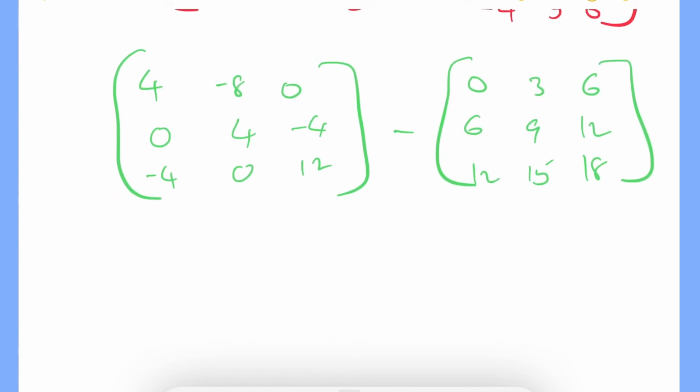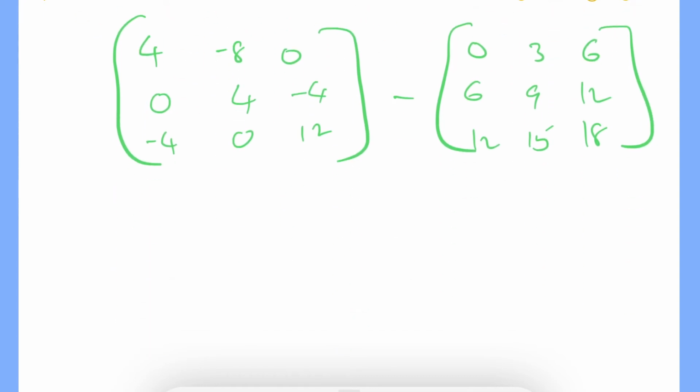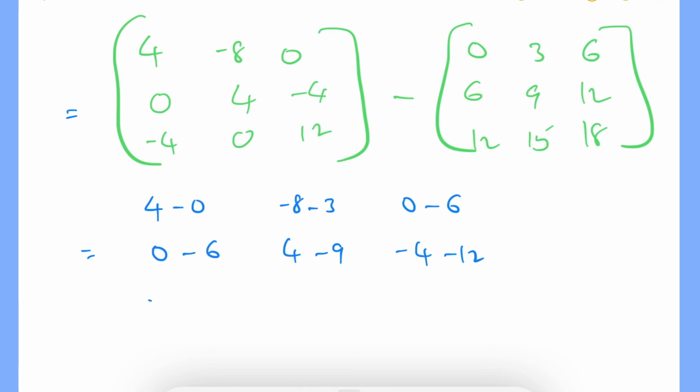Okay, now let us do subtraction of these. Just simply subtracting the corresponding elements. 4 minus 0, minus 8 minus 3, 0 minus 6, 0 minus 6, 4 minus 9, minus 4 minus 12, minus 4 minus 12, 0 minus 15, 12 minus 18.